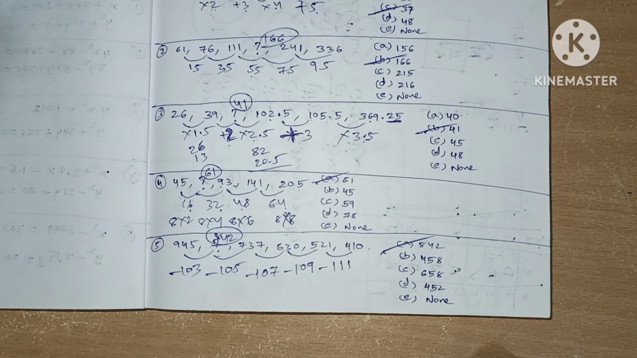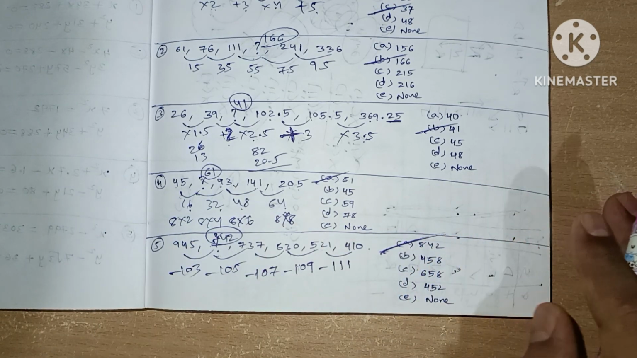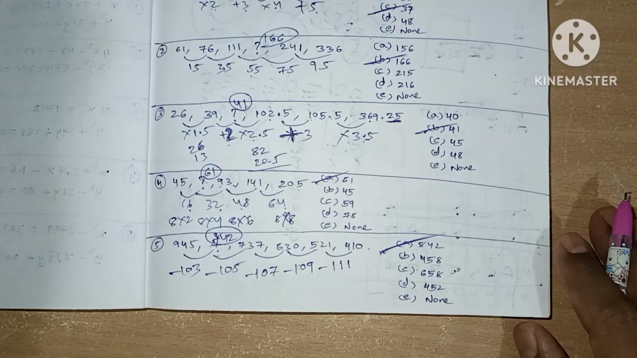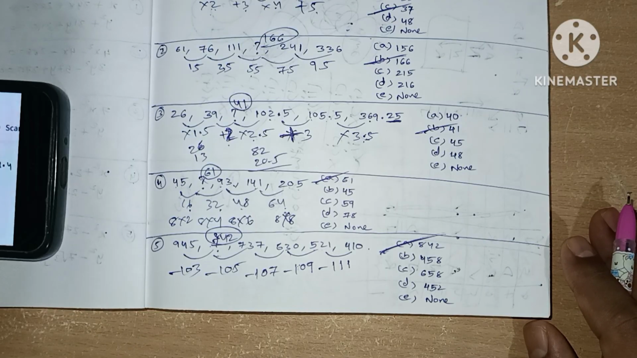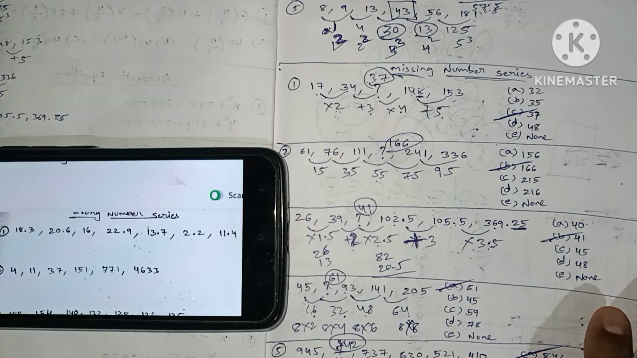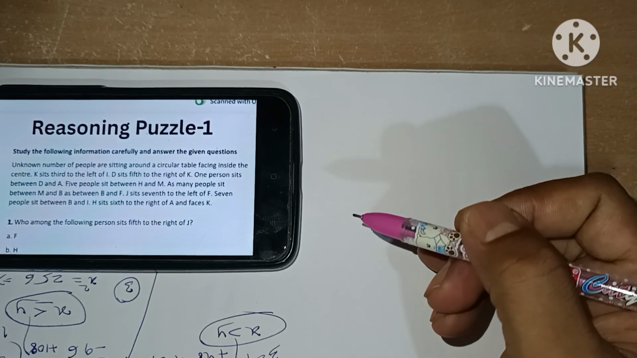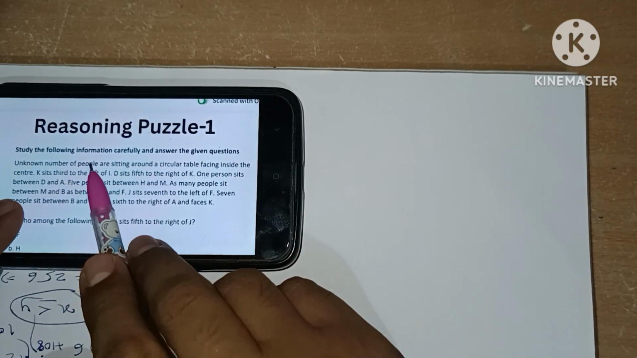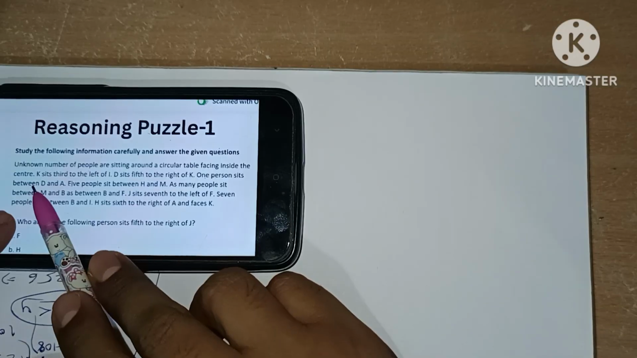Now we are going to see, so 842 is our answer. These are the speed math questions of quants. Now we are going to deal with reasoning. Let's see the reasoning concepts. First we see the reasoning puzzle.